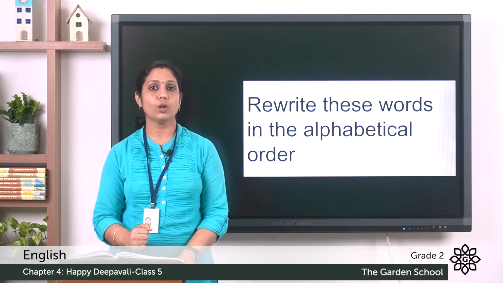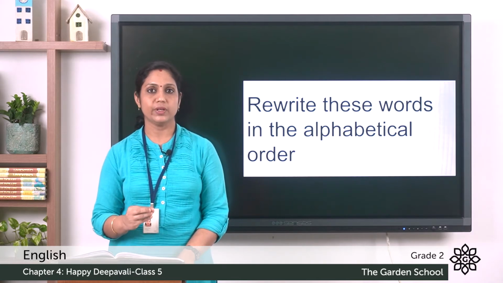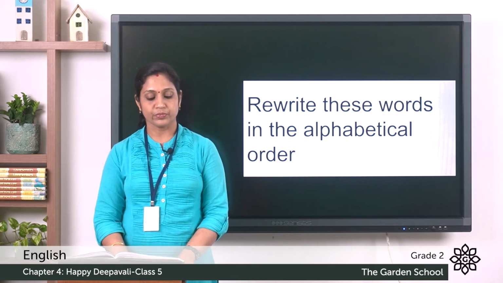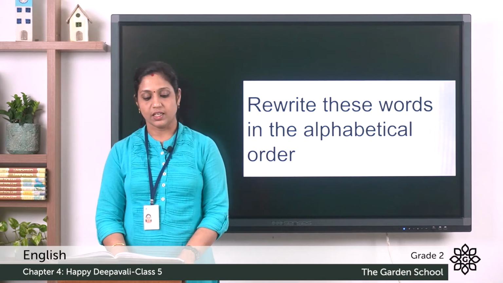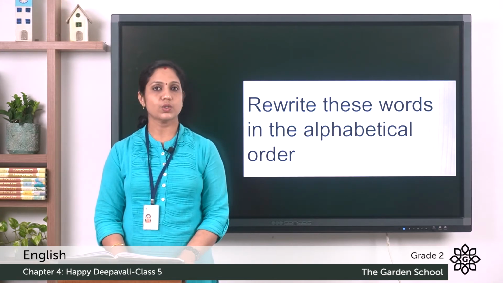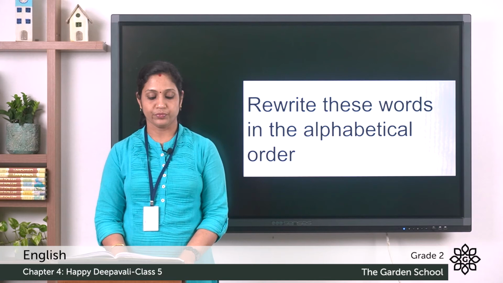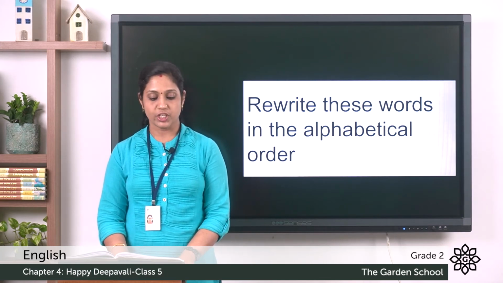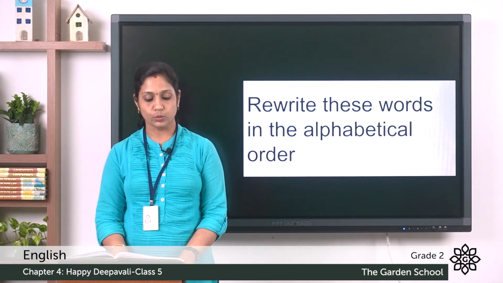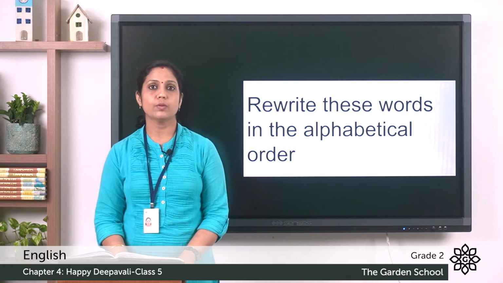What we have to do? All these words begin with the letter B. So we'll check the second letter. The second one: nice, nurse, neat. All these words begin with the letter N. Third one: jog, judge, jam. And the fourth one: mother, marry, music.